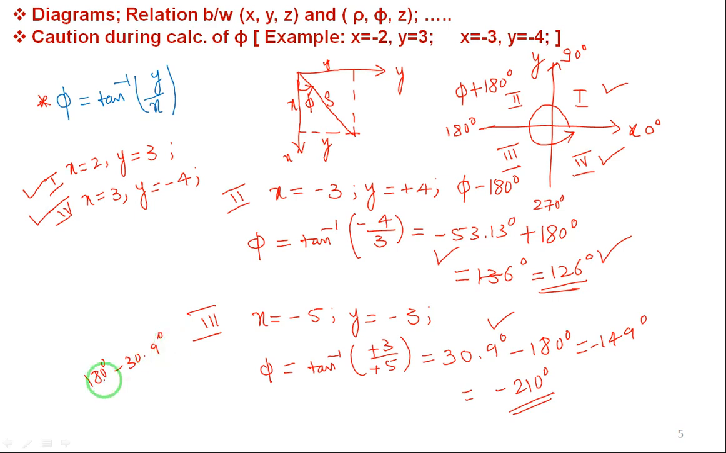Still it will be wrong, I think. Yes, it is wrong. Once again, 180 minus 30.9 means it will come in second quadrant. So I think calculation mistake. I think I don't have calculator here to calculate.